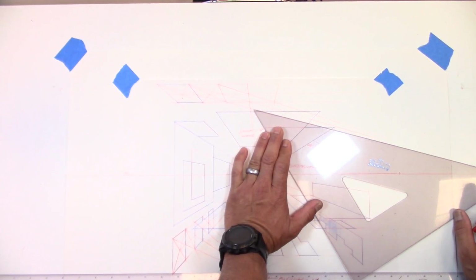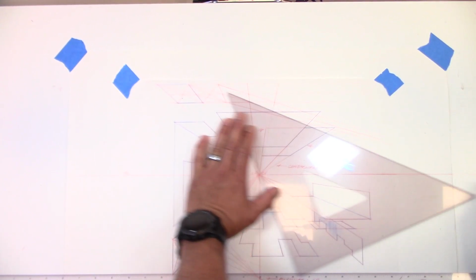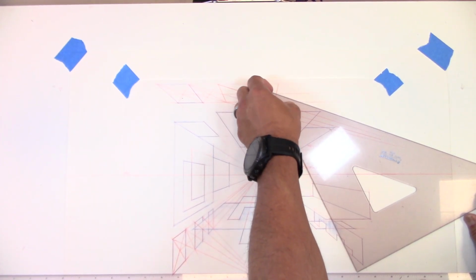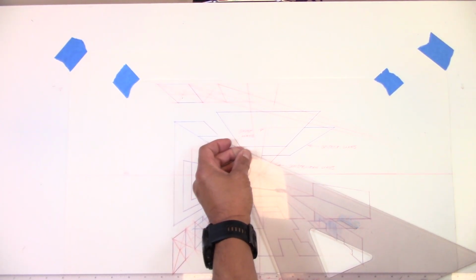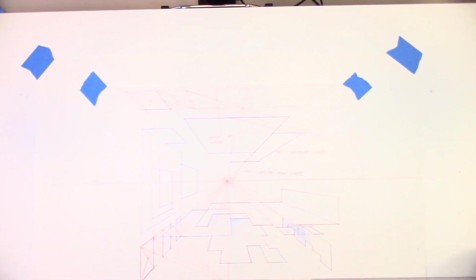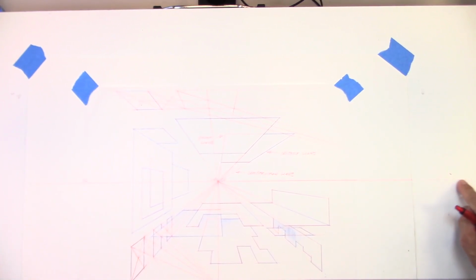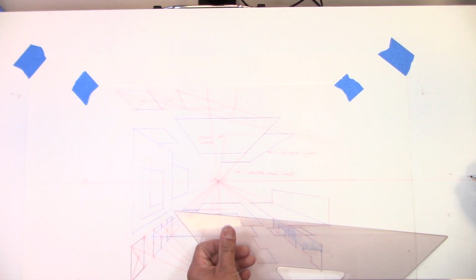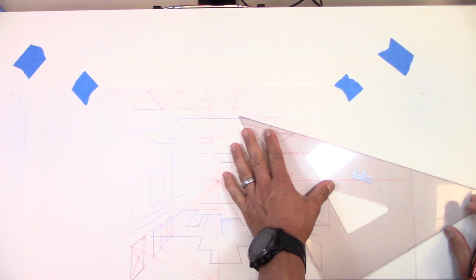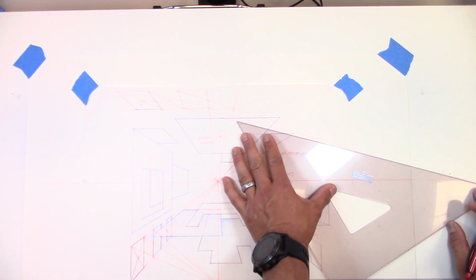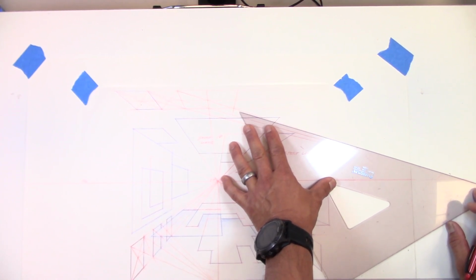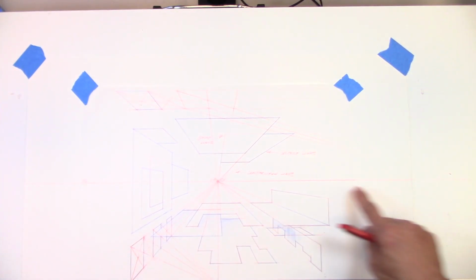So it should connect right here. Let's see if the other ones will connect. This is my little auxiliary vanishing point. I don't know if you guys can see it. Yeah, there you go. Look, they all connect to it. 1, 2, and 3. Okay. And it is on the horizon line.